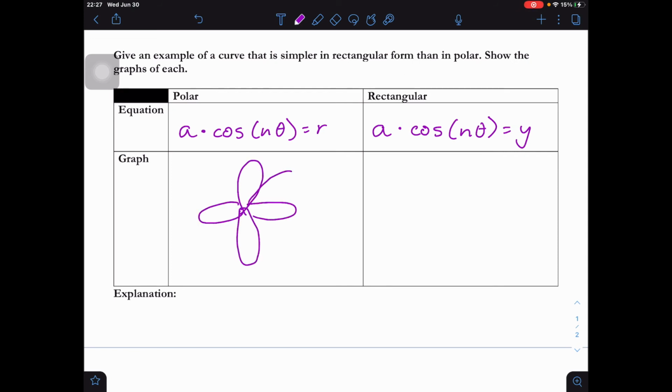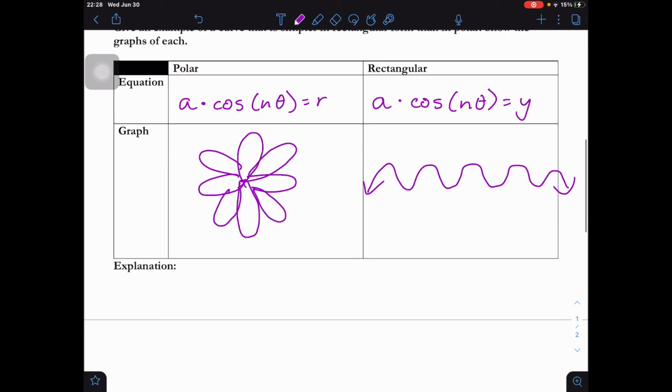pardon if this is a bad drawing, but you can probably get the idea. This is my really badly drawn rose, but this is basically how the polar graph will look. And meanwhile, if it was in rectangular form, it would look normal. It would just look like a regular cosine graph, like that.